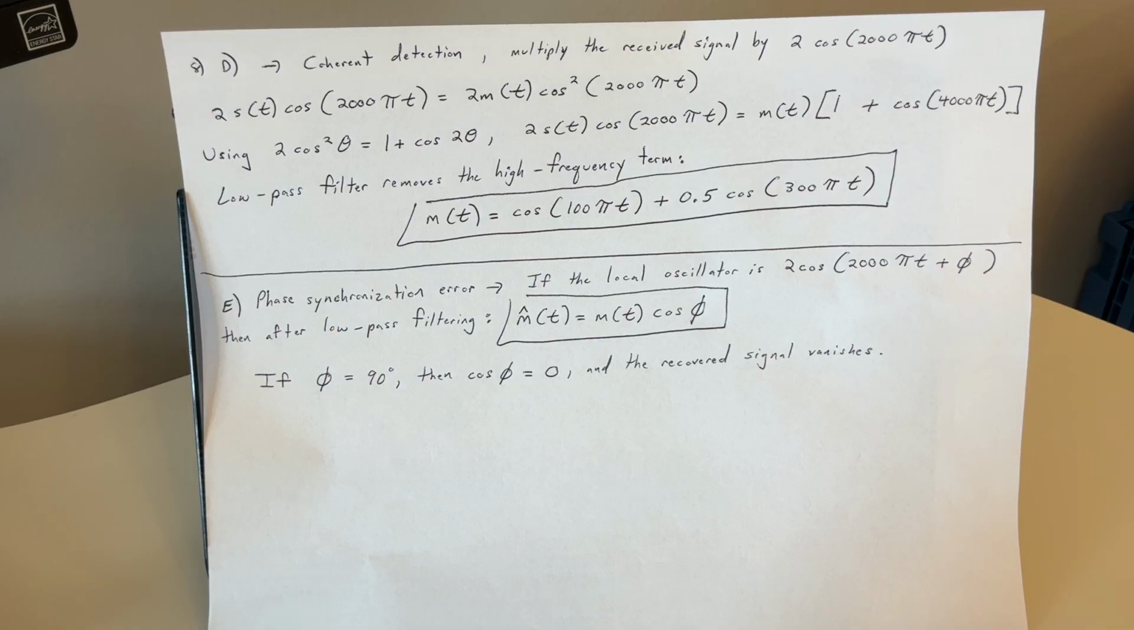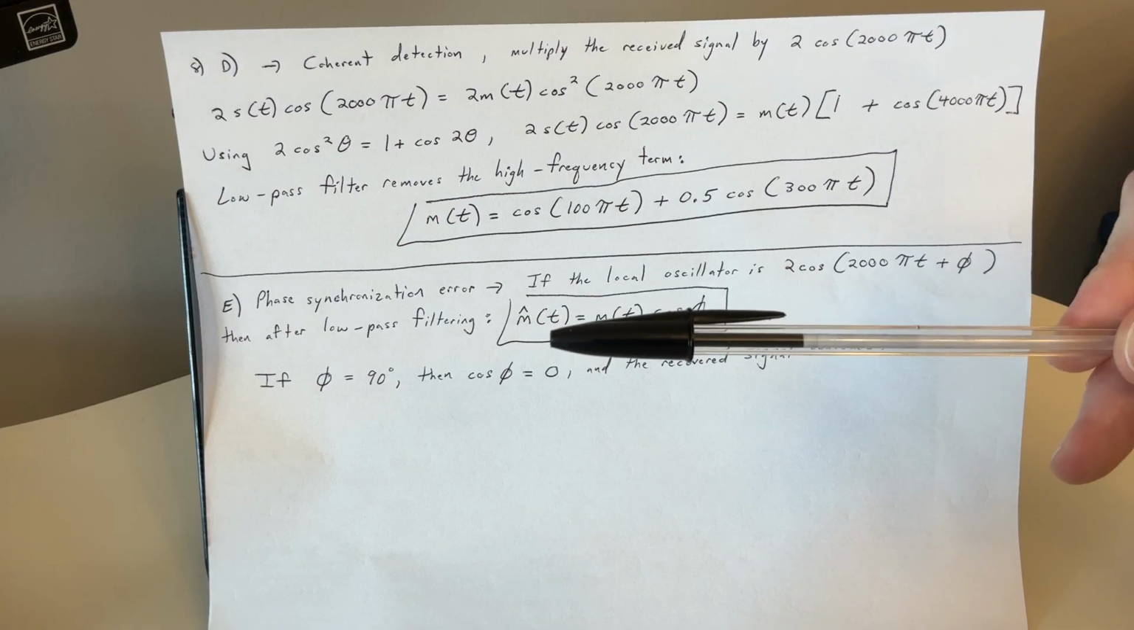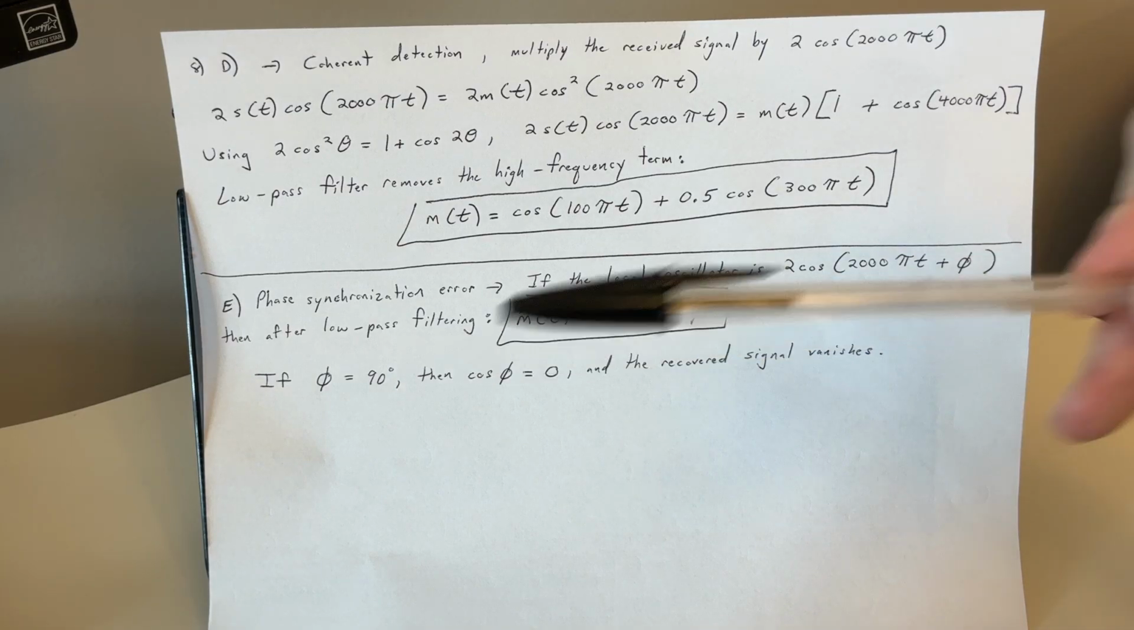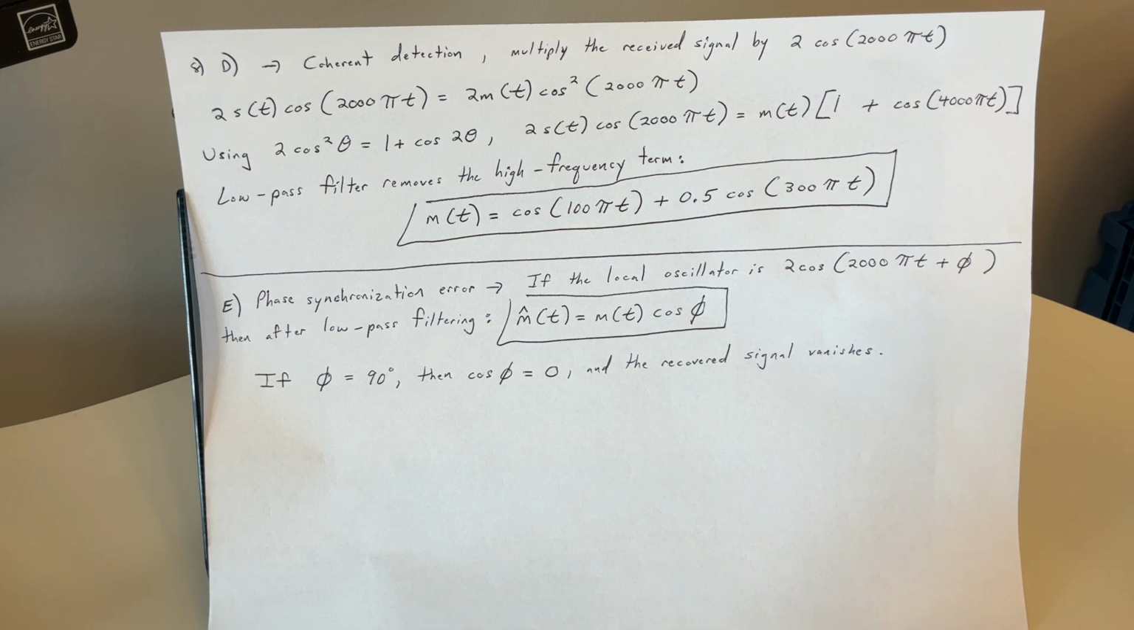And for letter E, explain the carrier phase synchronization error. So for letter E, the phase synchronization error, if the local oscillator is 2 cosine of 2000 pi t plus phi, then after the low pass filtering, we get m hat of t equals m of t cosine phi. If phi equals 90 degrees, then cosine phi equals 0, and the recovered signal vanishes.